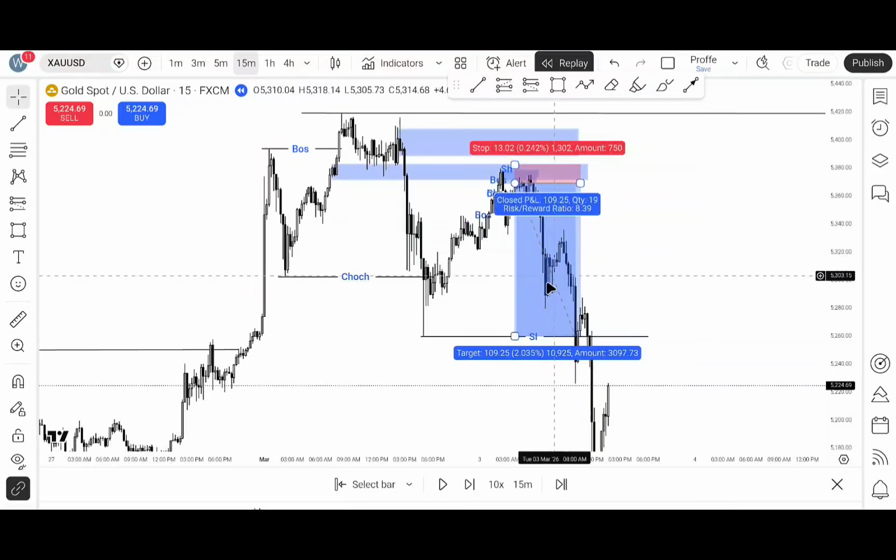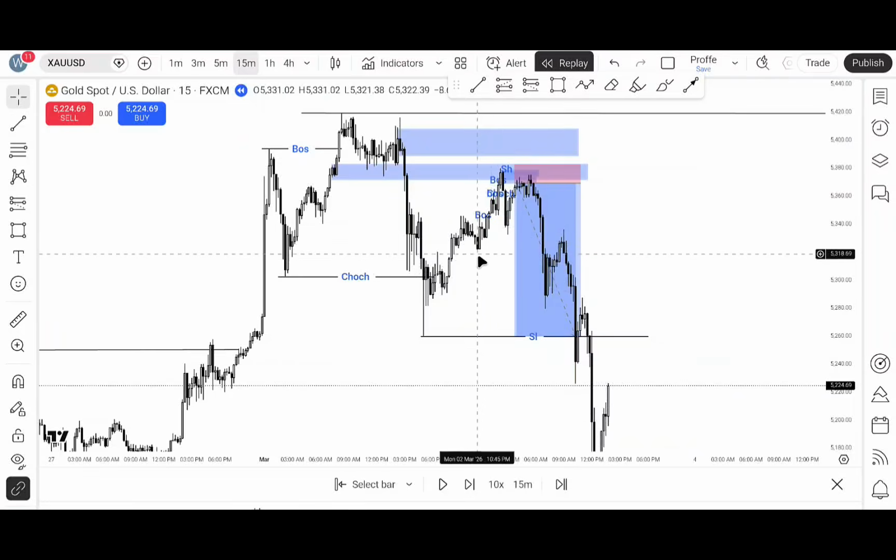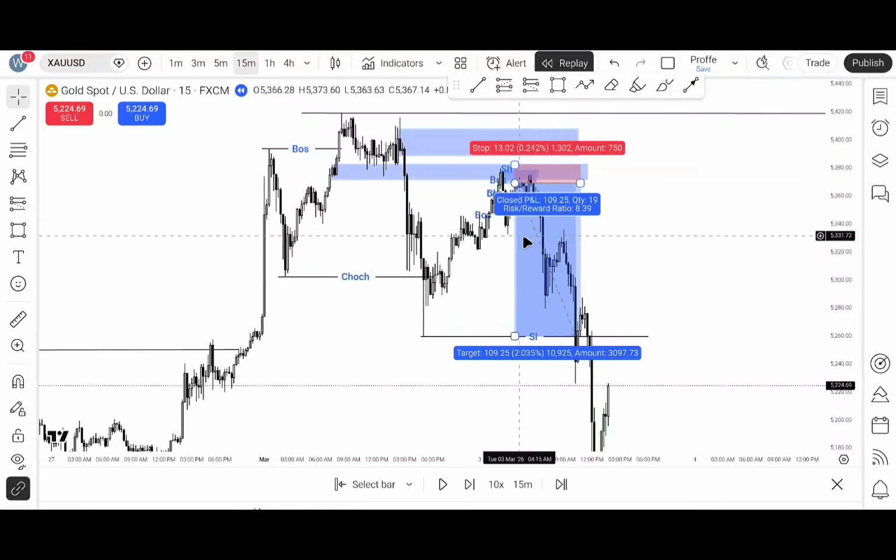You understand? The only way you can get better in the market is to practice. Take this back to your chart, practice it over and over again until you get used to it.